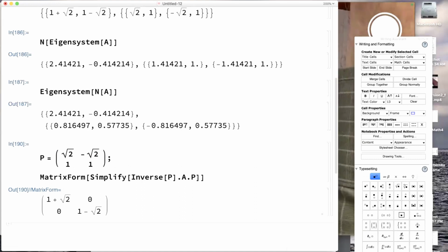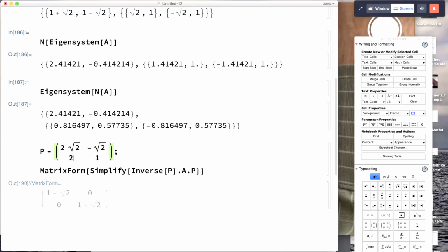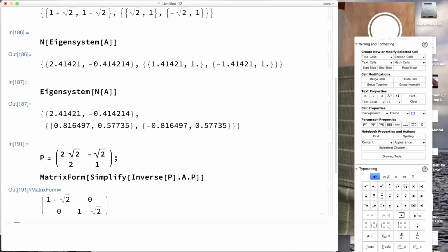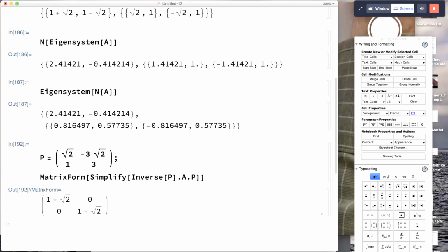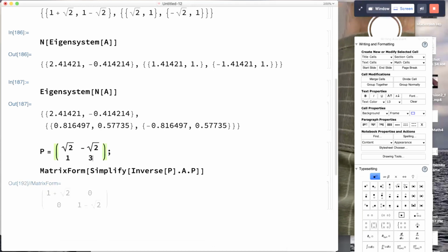There we have it. And yes, if I switched P, multiplying the first column by 2, I get the same answer in the end. Even though P and P inverse are different now. If I multiply the second one by 3, I'll still get the same answer in the end. If I multiply both columns by some non-zero number, I'll get the same answer in the end.